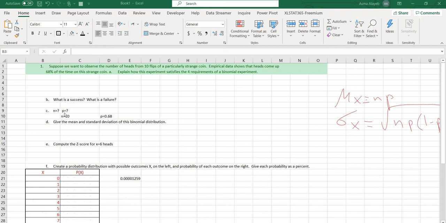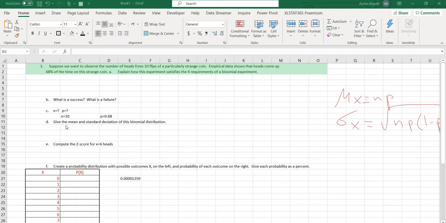Next, we want to find n and p. n is the number of trials, which is 10. So I have n is equal to 10 here. p is the probability of success. So that is 68%. We're going to write p is equal to 0.68. We always work with decimal numbers. We don't work with the percentages.